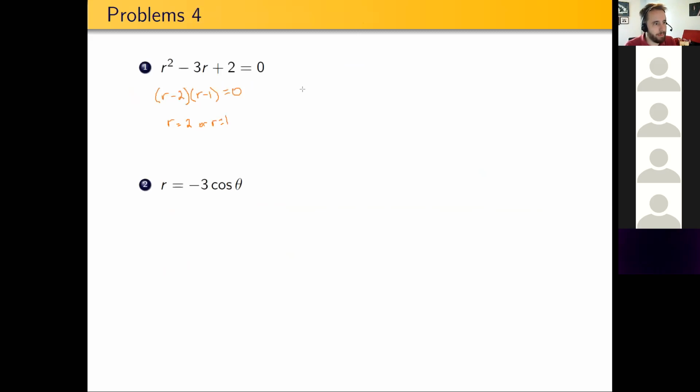And so if I went to plot that in the xy plane, I would get that the curve corresponding to this equation is actually two different circles. It's the circle of radius 1 and the circle of radius 2.